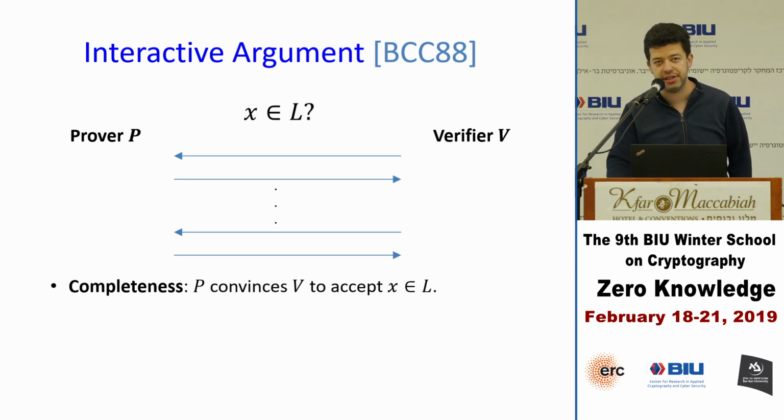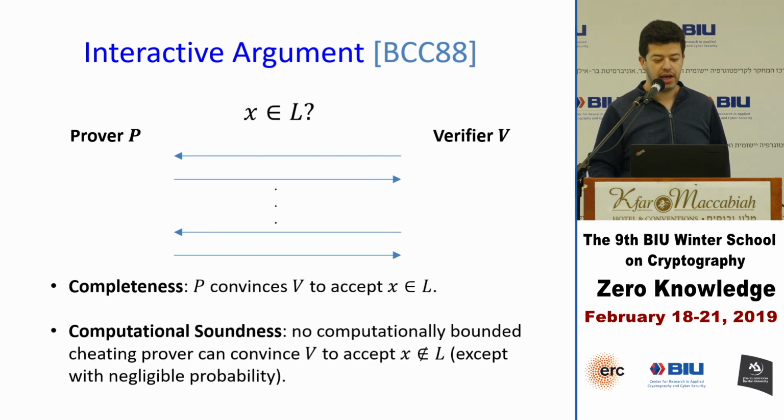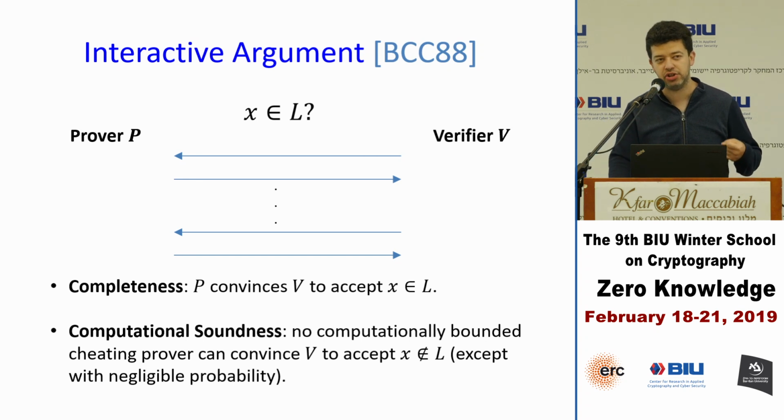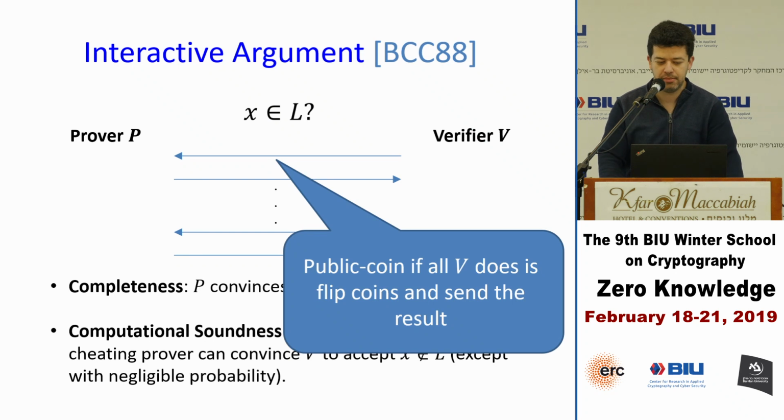We have the standard completeness requirement. That means that P convinces V to accept with probability, let's say, 1 or close to 1. And soundness, or rather computational soundness, says that a computationally bounded cheating prover, say a polynomial time cheating prover, cannot convince the verifier to accept, with non-negligible probability, a false input X that's not in the language L.